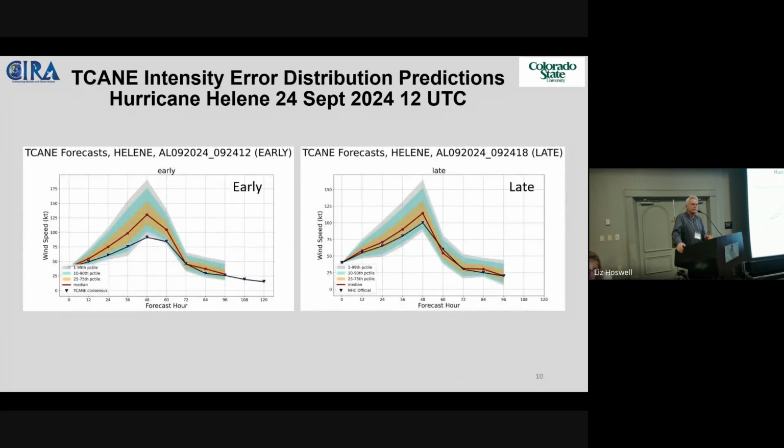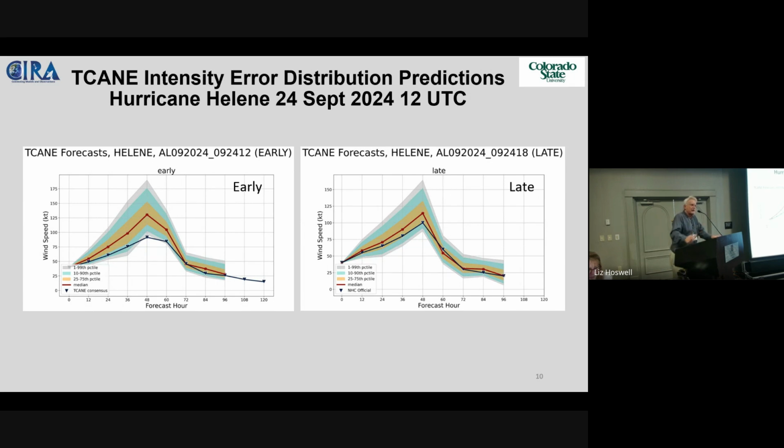Next slide. These are some examples of the intensity error distributions. Again, on the left is the early and on the right is the late. For Hurricane Helene, the 48-hour forecast was pretty interesting. If you look at the intensity distribution at 48 hours, there was only about a 1% chance that Helene was going to be weaker than the 4-model consensus. It was like a 99% chance it was going to be stronger than that.